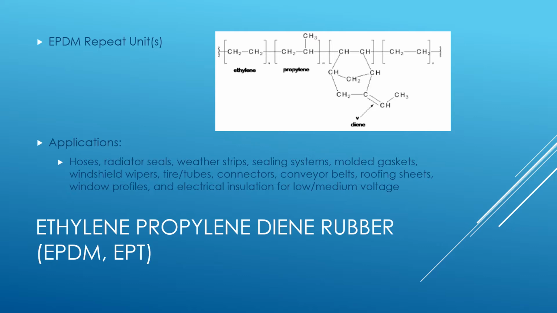Ethylene propylene diene rubber is a terpolymer of ethylene, propylene, and diene. Very obvious. The structure here is again on the screen showing these different parts of the elastomer, but they all contribute different properties and make EPDM what it is. Applications listed again: gaskets, windshield wipers, conveyor belts, used a lot for roofing sheets and electrical insulation, but only for the low and medium voltage.